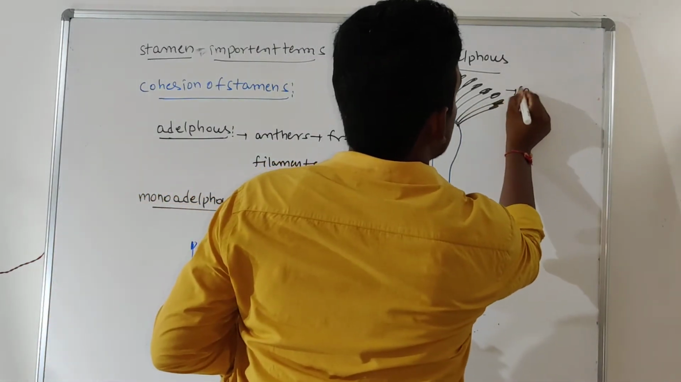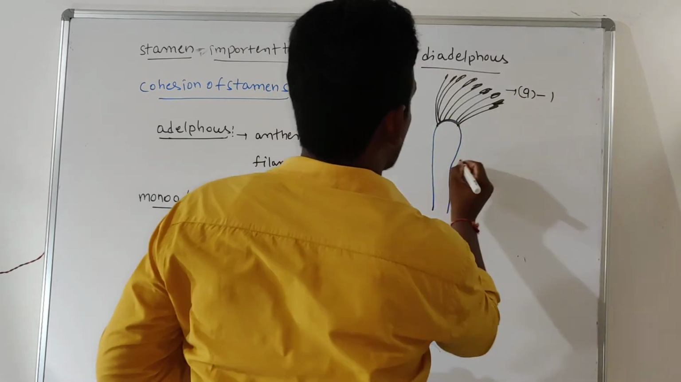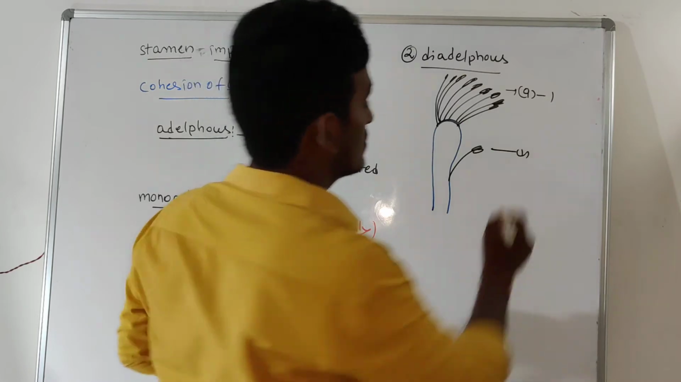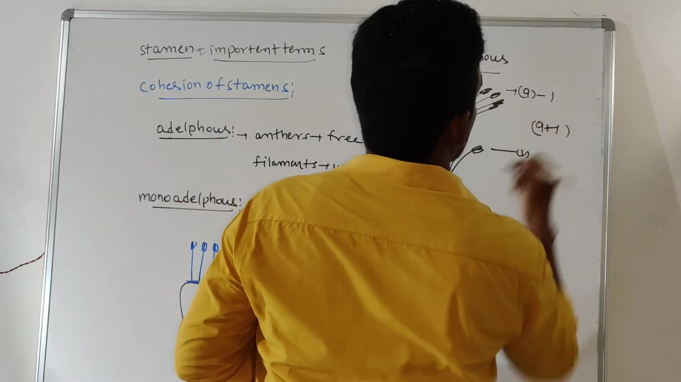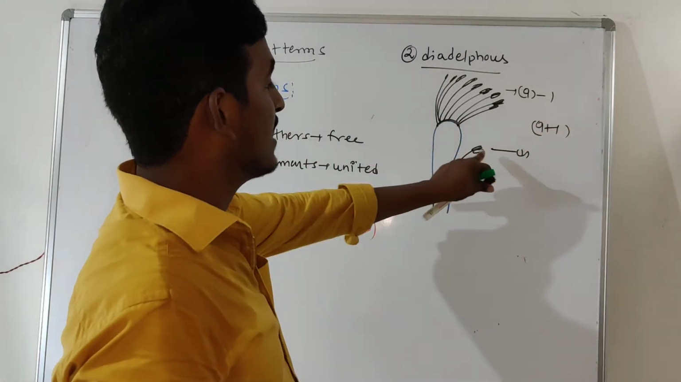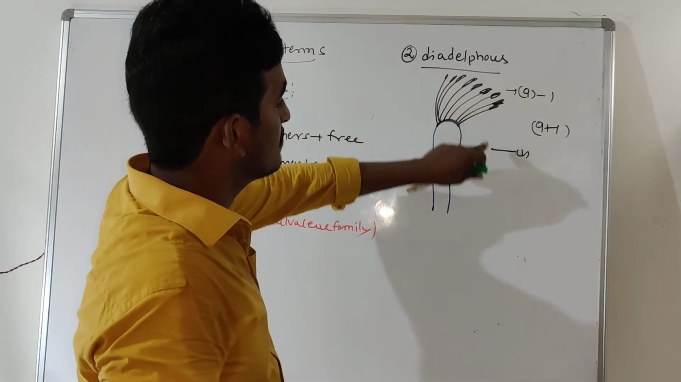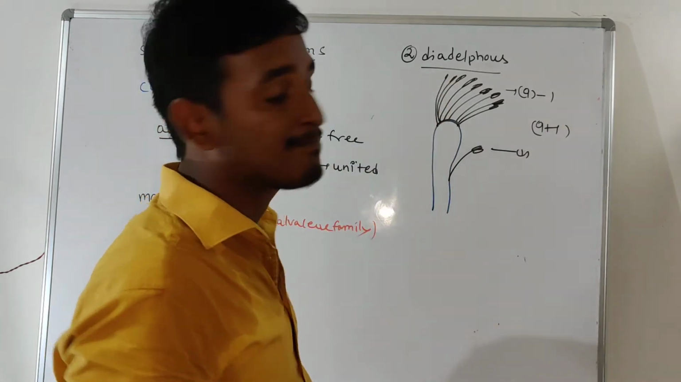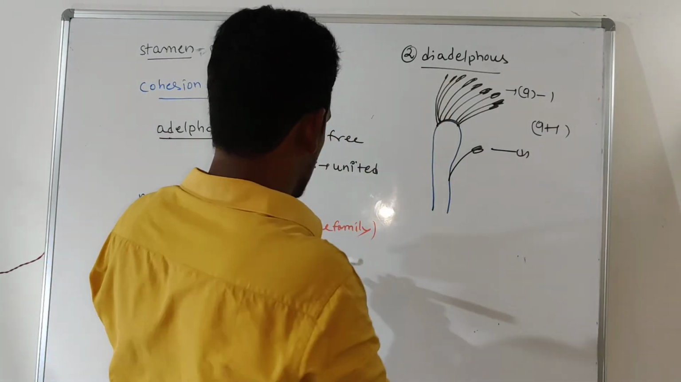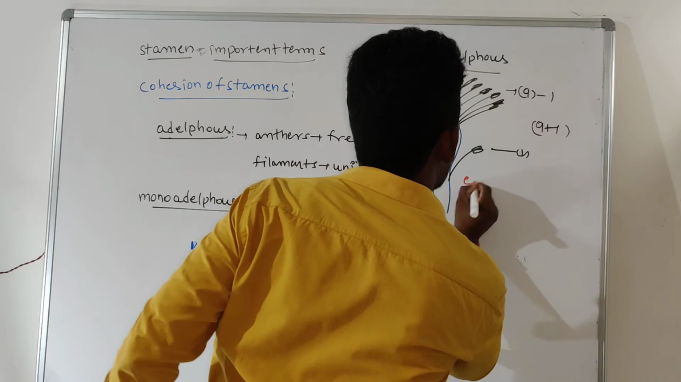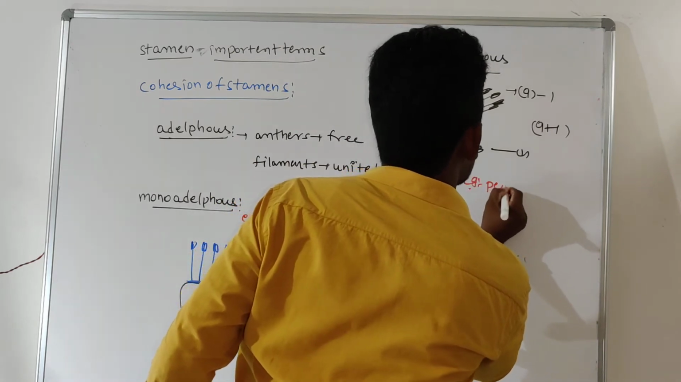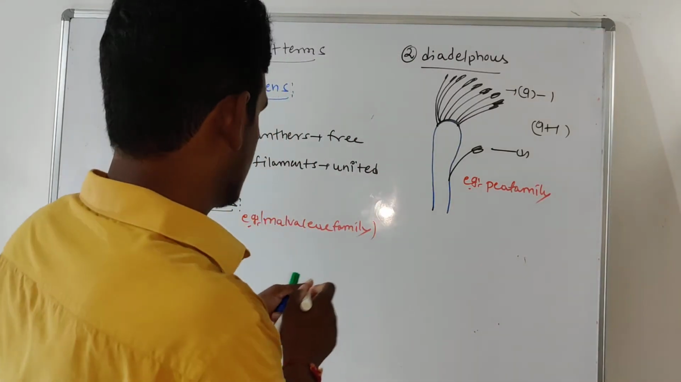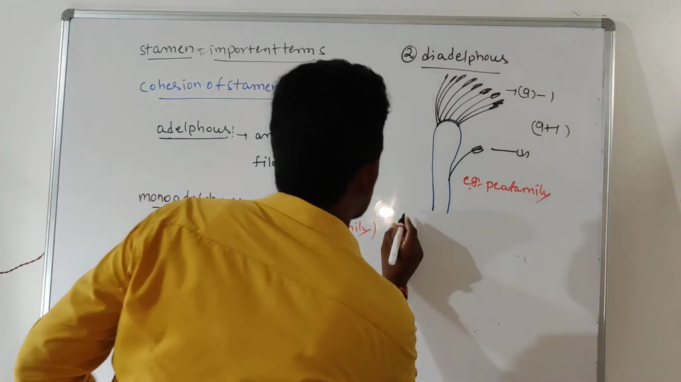These 9 stamens form one bundle, and the remaining single stamen forms another bundle. So here the arrangement is 9 plus 1. There are two bundles of filaments, one bundle and another bundle. That type of condition we call diadelphous. That is found in the Pea family. Next we will discuss the polyadelphous condition.